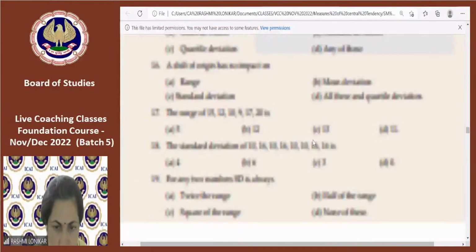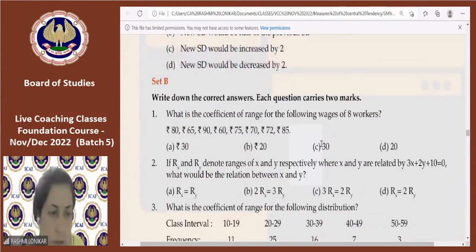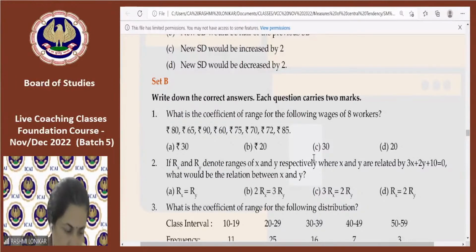Pay attention to the theory also, because some questions come from the theory that you forget. Read properly, and do all the MCQs of theory very well. Once you know the answer, you can quickly tick mark it and then move to the problems also.